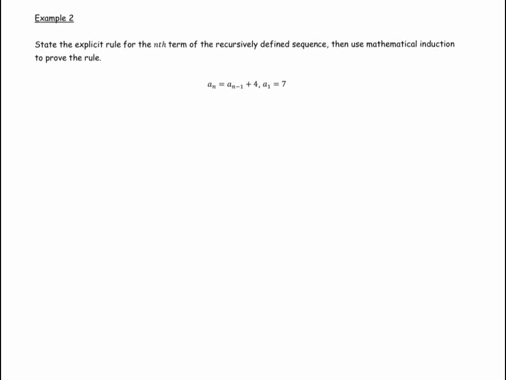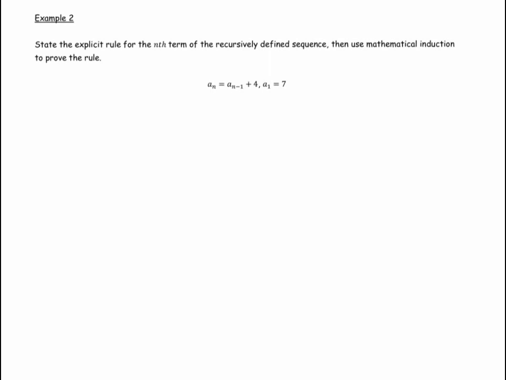Let's look at another example of an inductive proof here. This says, state the explicit rule for the nth term of this recursively defined sequence, and then use mathematical induction to prove that this is in fact the rule. Okay, so let's first find the explicit rule here.